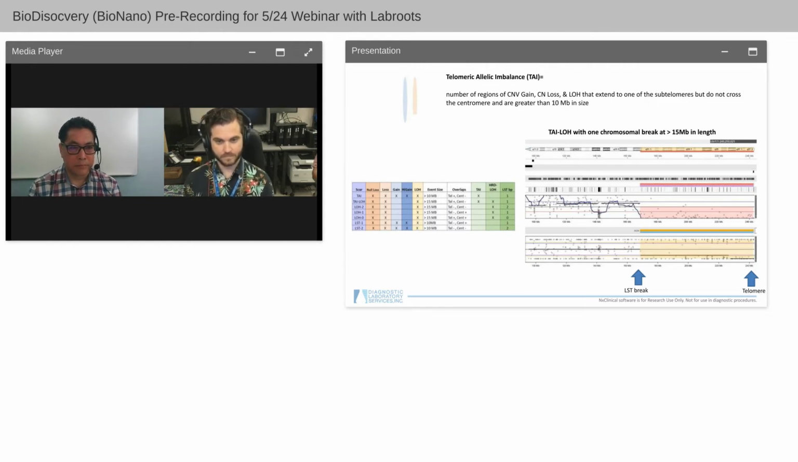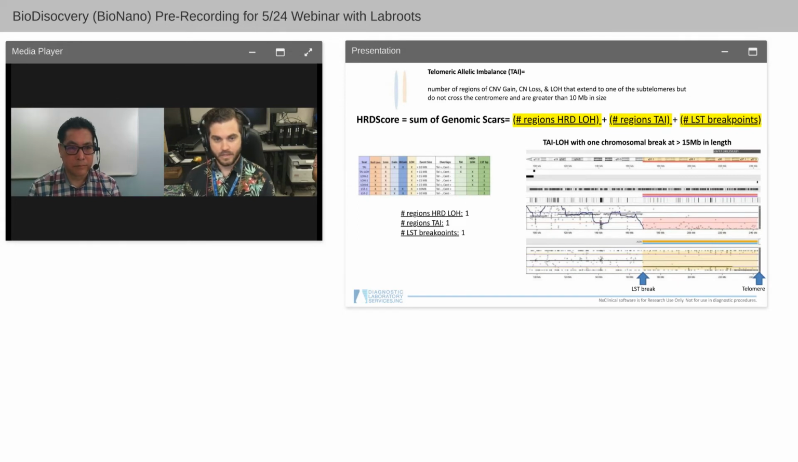So with the summation of this event, we need to look at, do we see the loss of heterozygosity, the LOH classification present? We do. And do we see the telomeric allelic imbalance scar classification present? We also do. NX Clinical has made that TAI LOH its own. It is the pink classification visual there right under the chromosome ideogram.